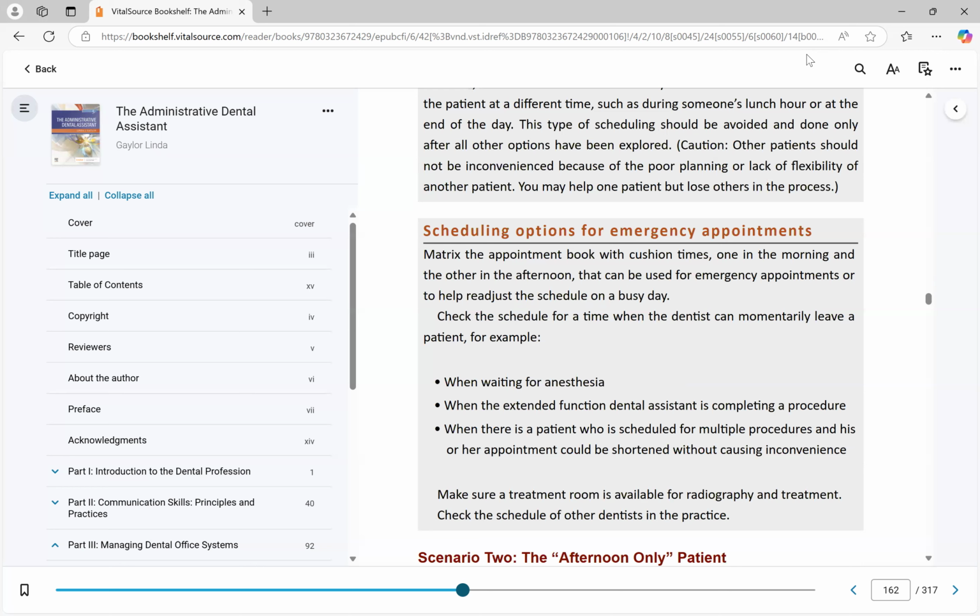To make sure a treatment room is available for radiography and treatment, check the schedule of other dentists in the practice.